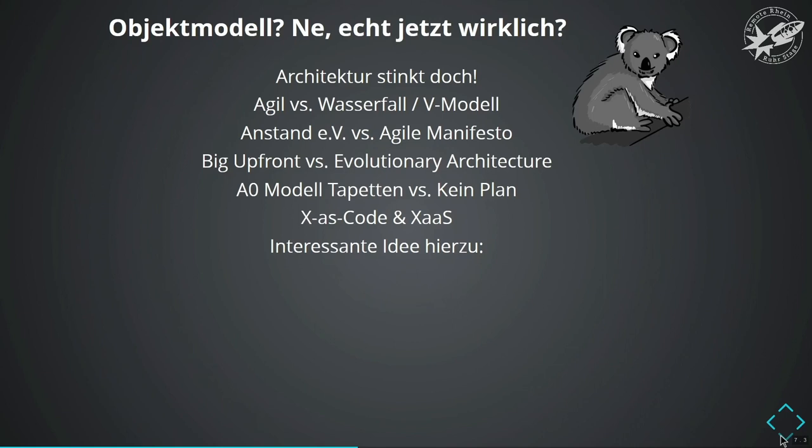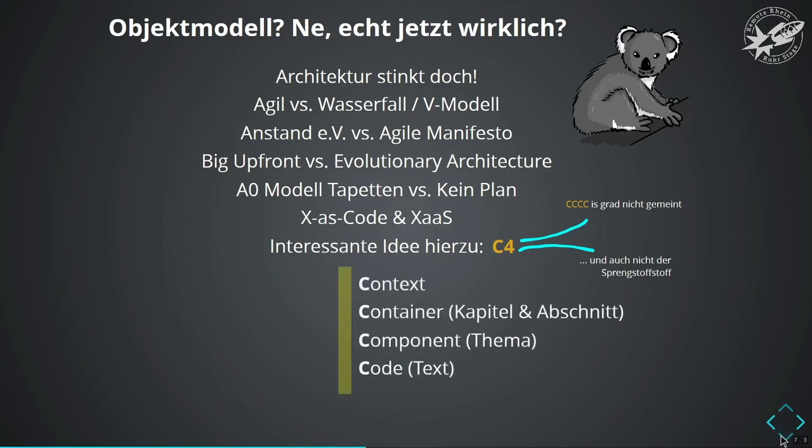And within this field of tensions, Simon Braun thought of something interesting and called it C4. And C4 is not related to the Cologne Chaos Club. It's also not the explosive. C4 means, according to Simon Braun, four abstraction levels, which is a kind of missing link in the UML. In UML, we have all kinds of artifacts, but in SysML maybe a bit, we don't really have an idea otherwise of how we can structure larger object models looking at a level of detail.